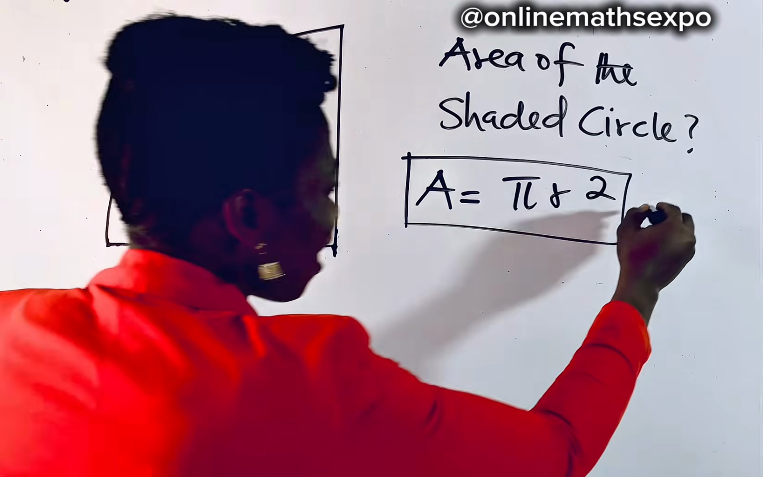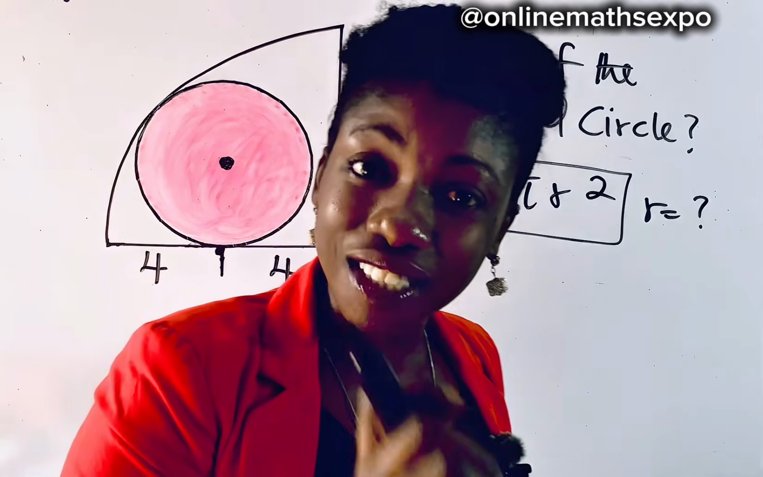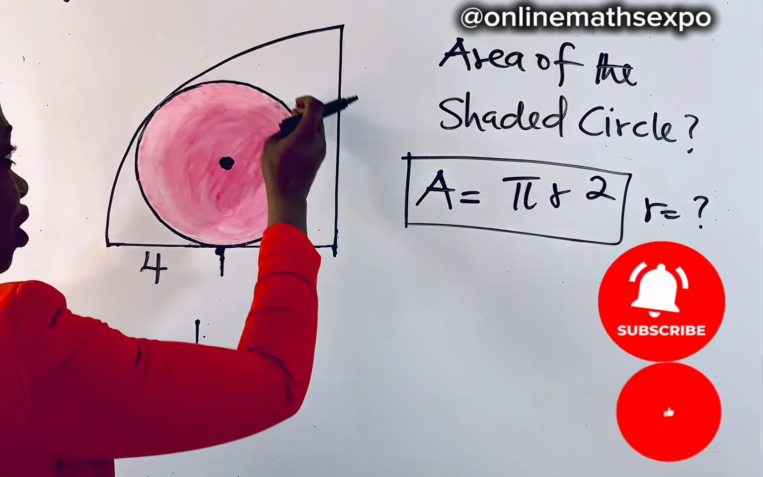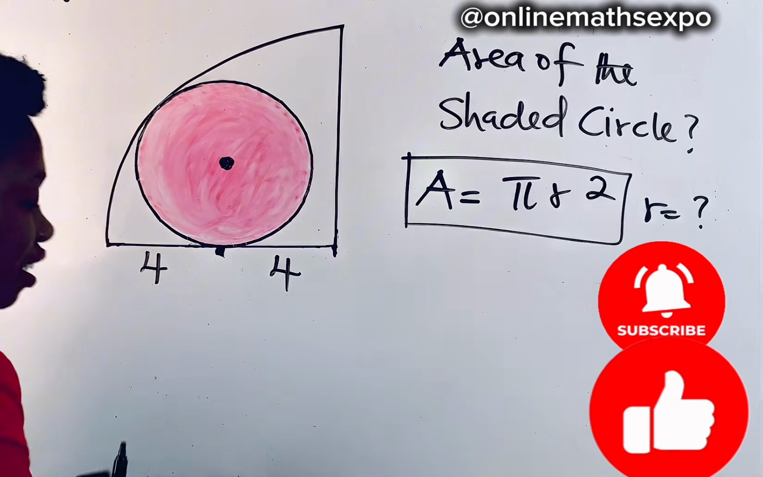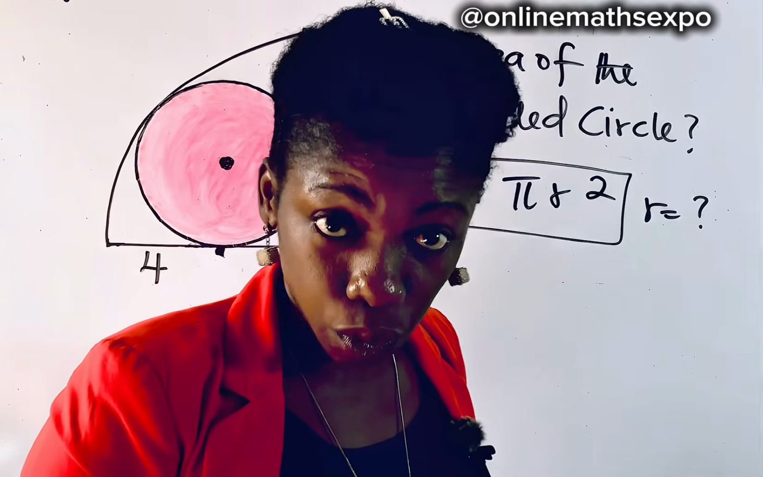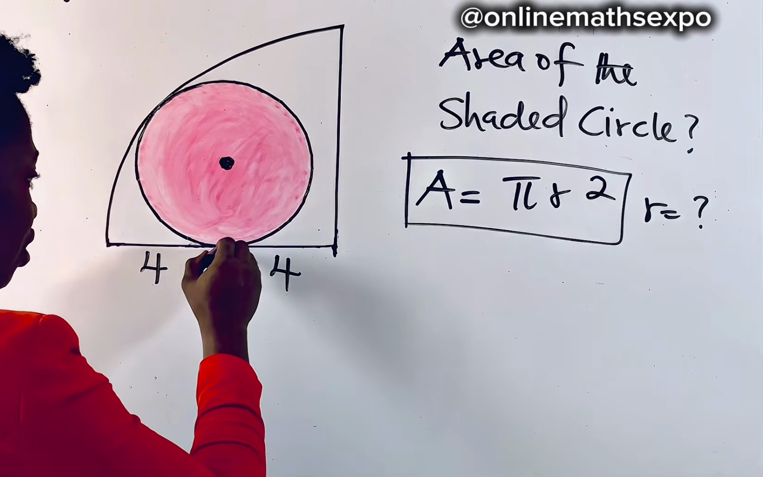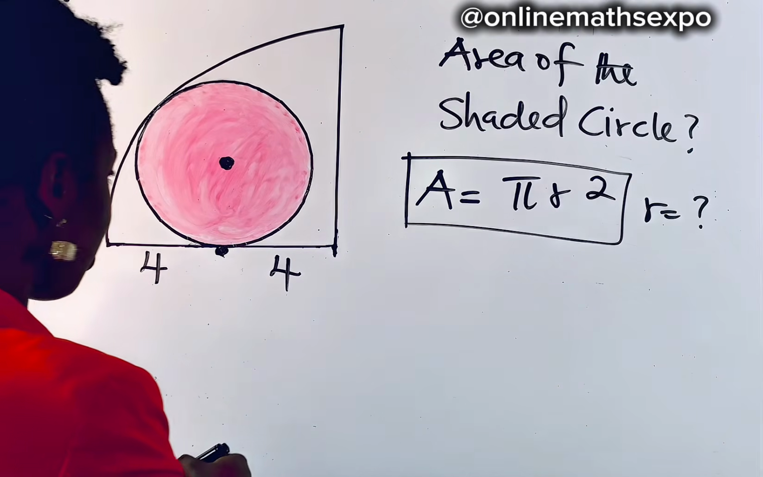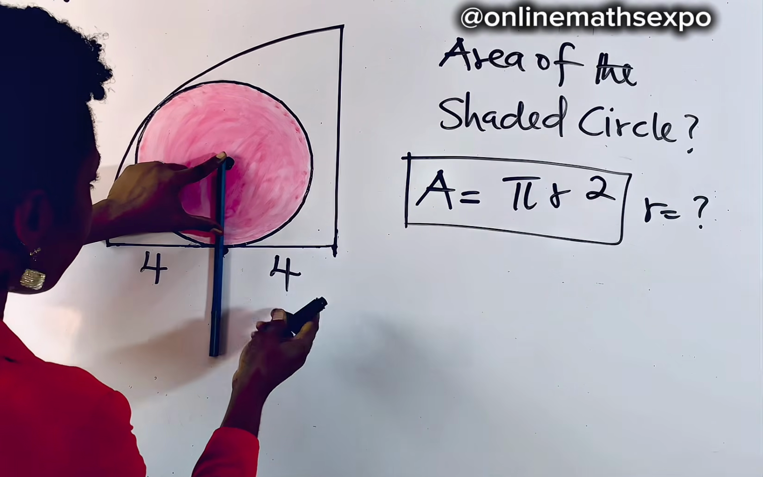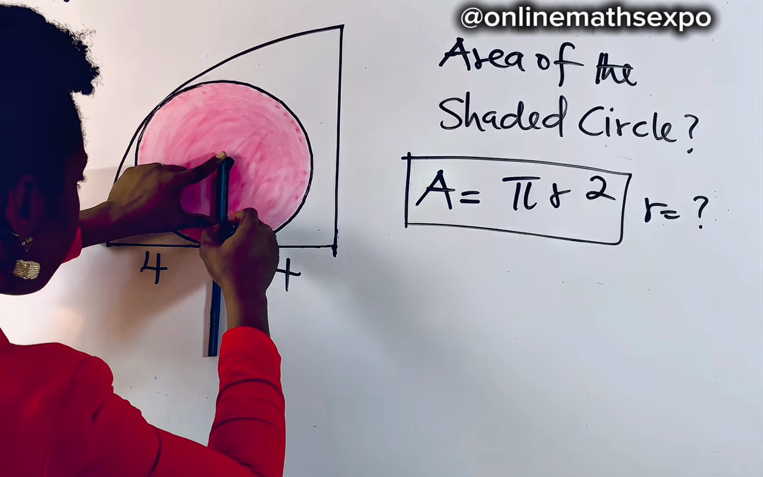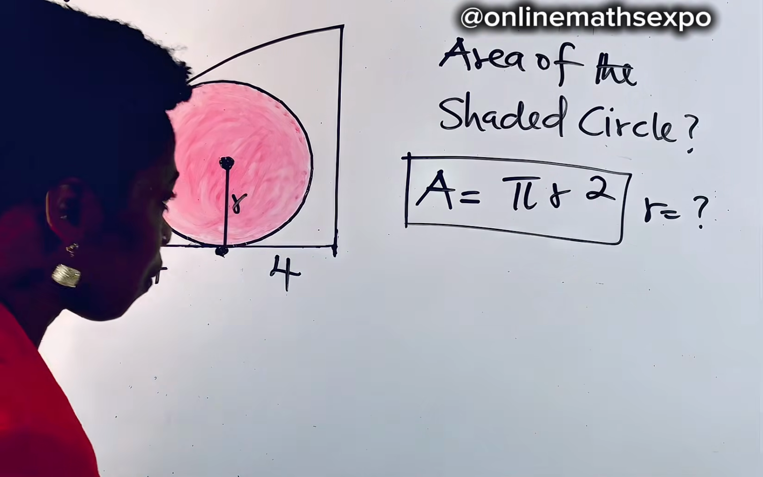But the question is, how do we find the radius of this circle? Remember, a line from the center of the circle touching any part of the circumference gives you the radius. There are as many radii as you can get, but there is this special radius you want to get, the one that runs from this center touching this part. So let's bring it out. Let's get this radius, and we can label this. This is our R, which we don't know.